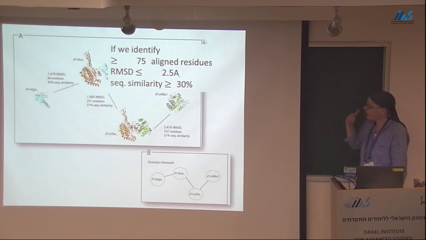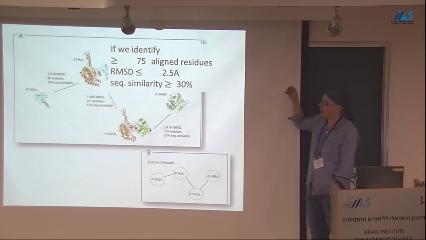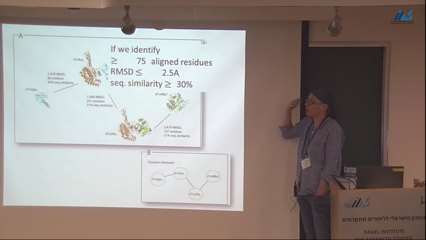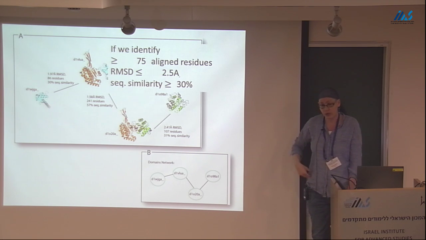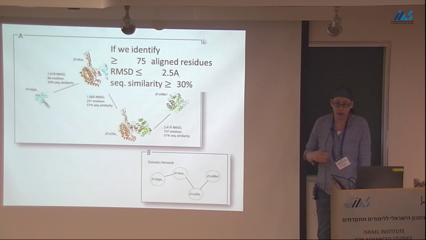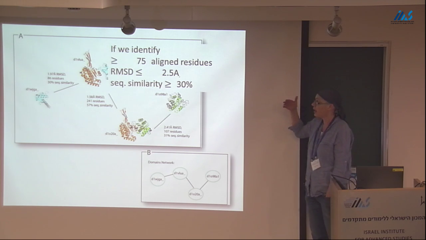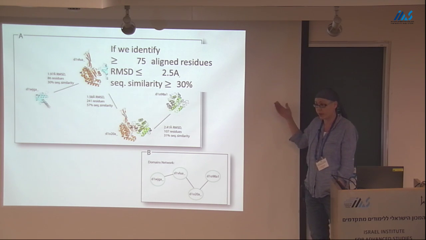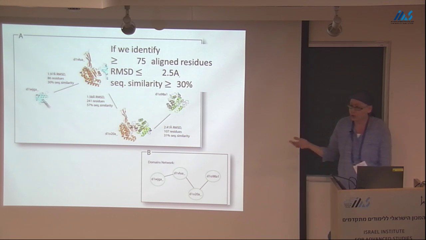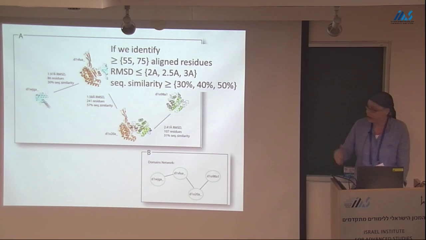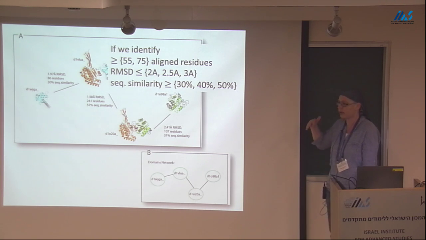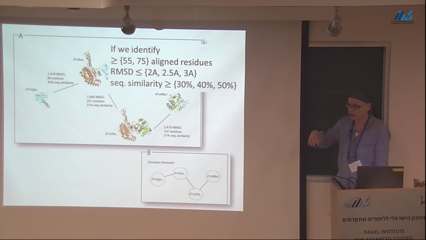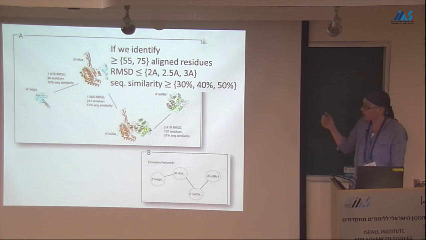Okay, so in this example, which I showed, we added an edge if there were more than 75 aligned residues that could be superimposed to less than 2.5 angstrom RMSD. These are very similar structures, with a sequence similarity that is greater than 30%. Of course, you could use other thresholds. For example, these are the thresholds we used. We used, instead of 75 aligned residues, 55, and instead of 2.5 angstrom RMSD, 2 angstrom RMSD, and so forth.